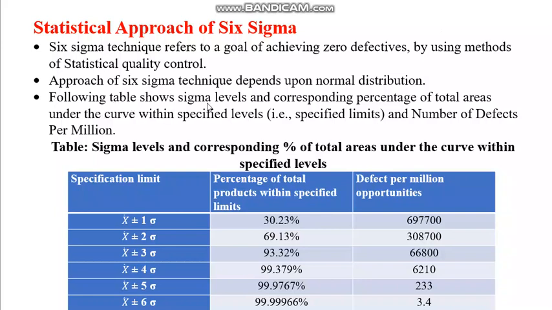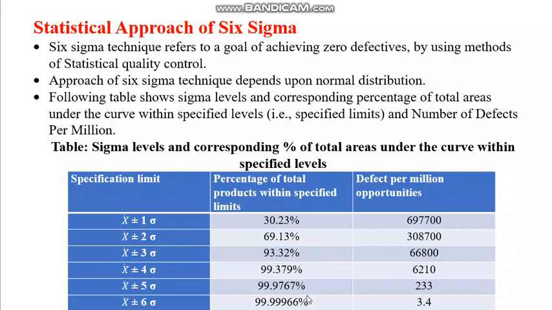This table shows sigma levels corresponding to the percentage of total area under the normal distribution curve within the specified limits. It can be plus or minus 1 sigma, 2 sigma, 3 sigma, 4 sigma, 5 sigma, or 6 sigma limits. So what is the percentage of products within the specified limits?